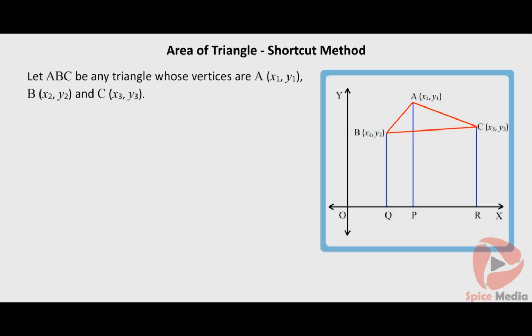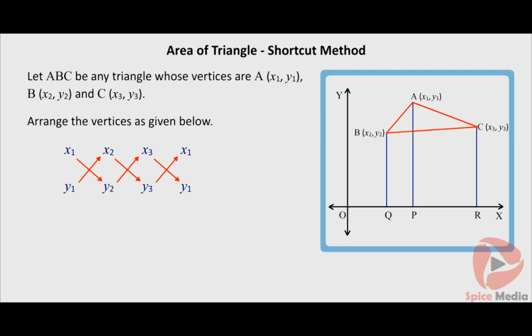Let ABC be any triangle whose vertices are A(x1, y1), B(x2, y2), and C(x3, y3). Arrange the vertices as shown. Therefore, the area of the triangle is equal to half into x1y2 minus x2y1 plus x2y3 minus x3y2 plus x3y1 minus x1y3.